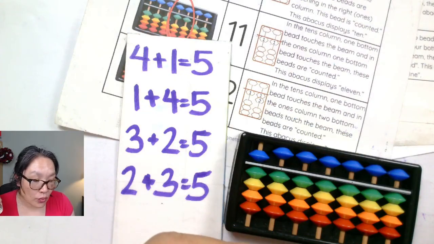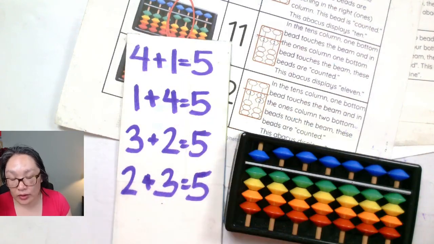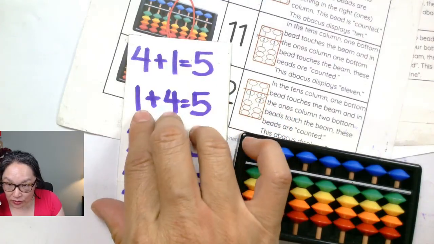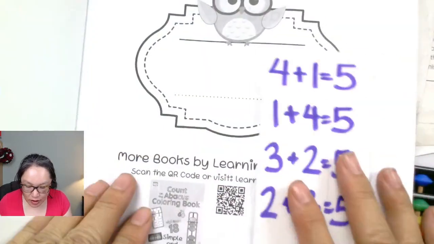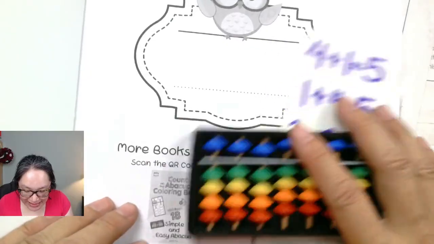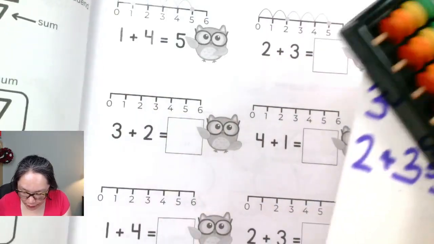Okay, so they're doing this now. I don't know how early this is, but they're teaching the kids how to make a 5. That's all they do, they teach them how to make a 5. But in the abacus world, we can actually take it one step further.